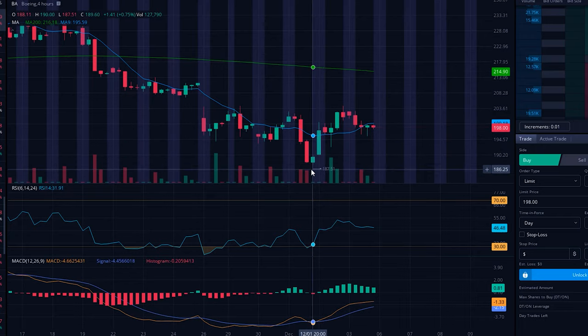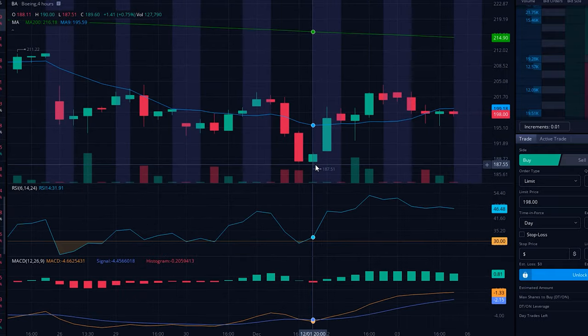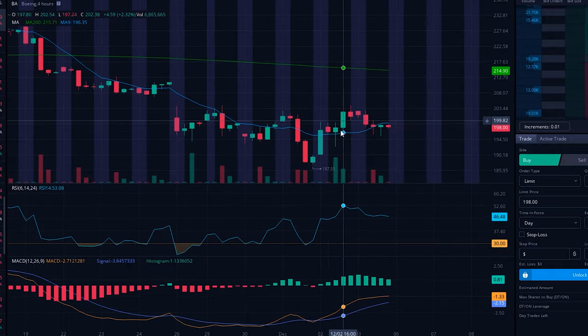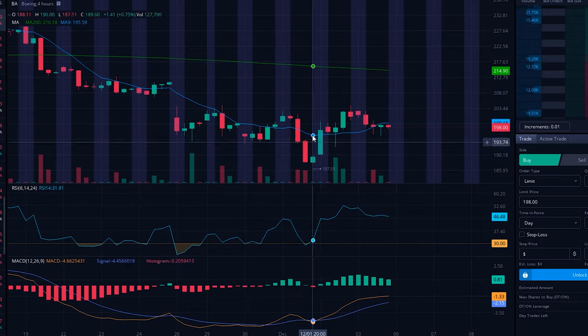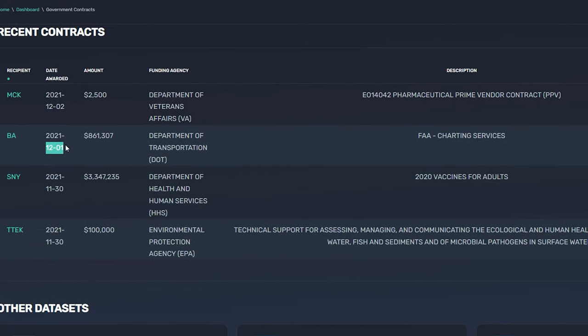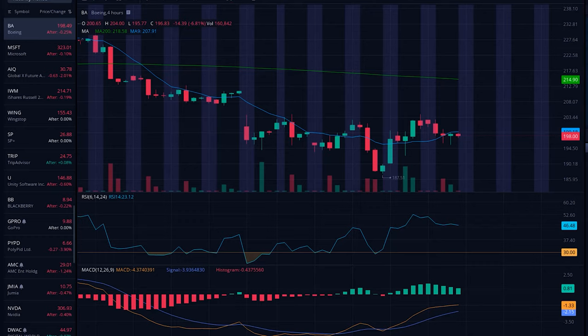So it could possibly be that the contract came after the market closed, because that's the only logical explanation I could see of why it's going up over here. Again, it doesn't tell me what time it was announced on the website. But based off of what I'm seeing here, because December 1st was overall a bad day for a lot of stocks in the market, it could have been that the announcement of the government contract was after 4 p.m. when the market closed, which probably caused the stock to rally up.